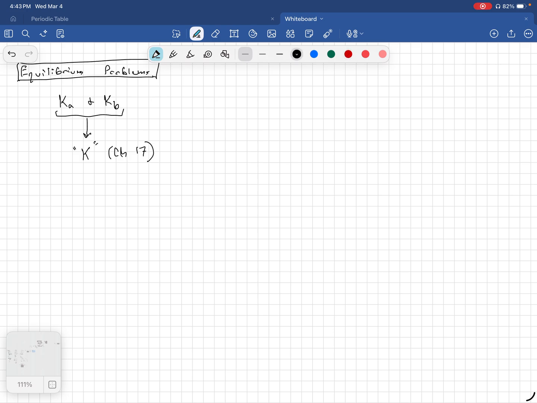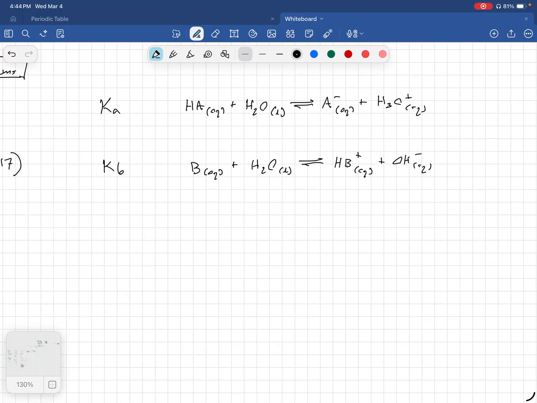So again, note, Ka specifically means the acid, aqueous, plus water, liquid, forms the conjugate base, aqueous, plus H3O plus, aqueous. Kb specifically means our base, aqueous, plus water, liquid, forms HB plus, aqueous, so the conjugate acid form, plus OH minus, aqueous. Okay, so that's the first thing to remember.